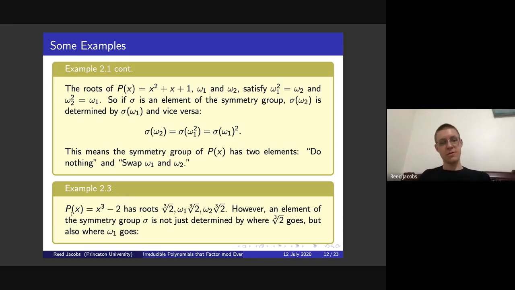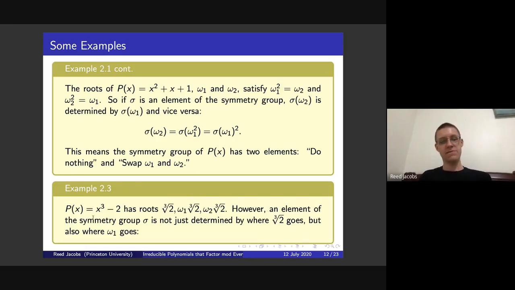Another example is with the polynomial p of x equals x cubed minus 2. It has roots cube root of 2, omega 1 cube root of 2, where omega 1 is the same thing as before. And recall that omega 1 cubed equals 1. So when we plug omega 1 cube root 2 into this, omega 1 cubed is 1, and cube root 2 cubed is 2, and then 2 minus 2 is 0. Similarly, omega 2 cube root 2 is the last root of this.